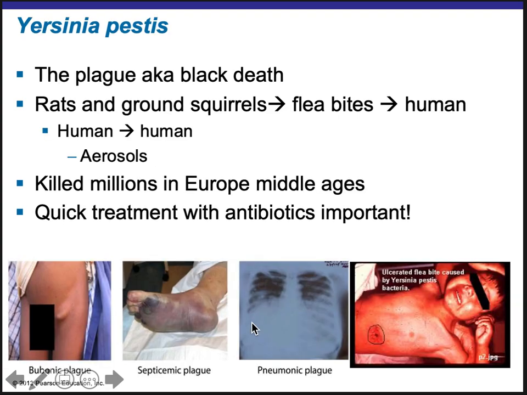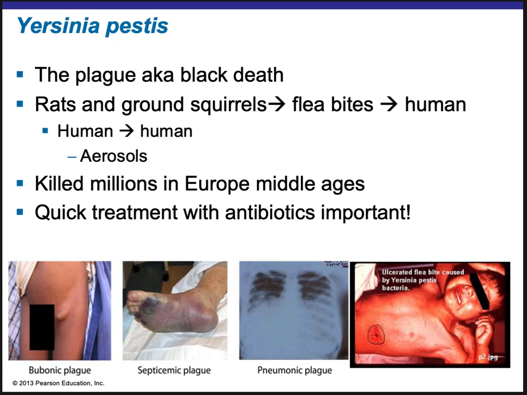Yersinia pestis. This is the one that, though it is still a member of the Enterobacteriaceae, it doesn't behave exactly the same because now we have a more complex transmission route. So rats, rodents that have fleas, the flea bites you, and that's typically the transmission route, but it can also be spread human to human through aerosols. So it really depends on the type of infection that we're talking about.